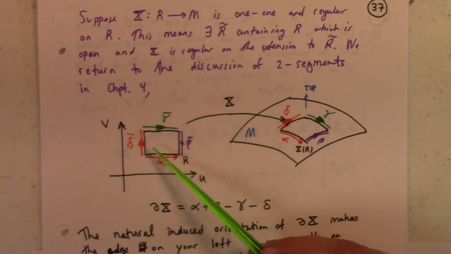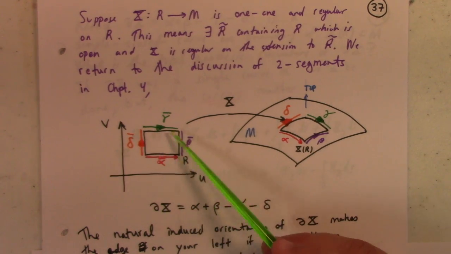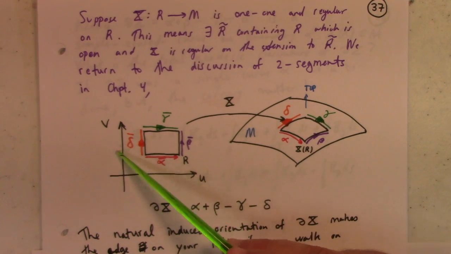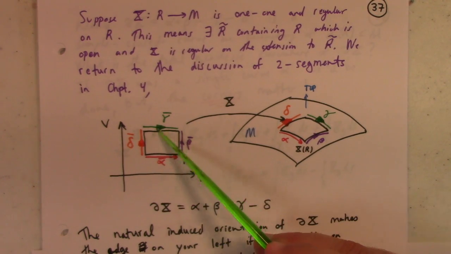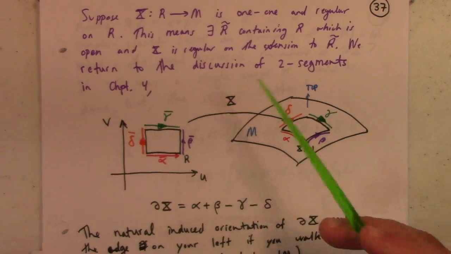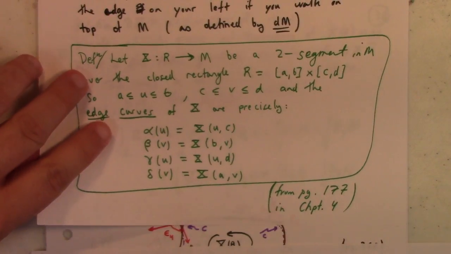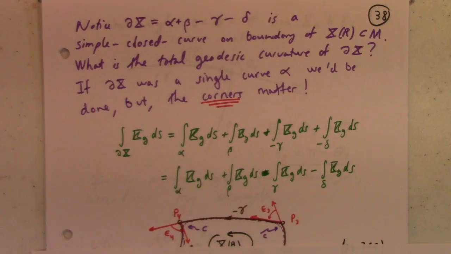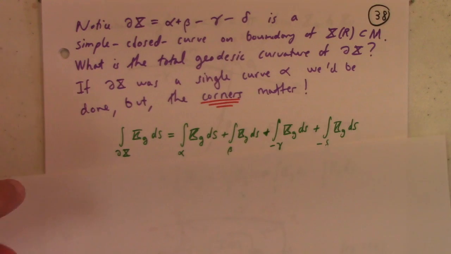As you can see over here, they're pre-images. Alpha has V frozen and then U varies, and same for gamma, but beta and delta have V as the variable, which is what we wrote down here. All right, so just a little bit back from chapter 4, just reminding you guys.